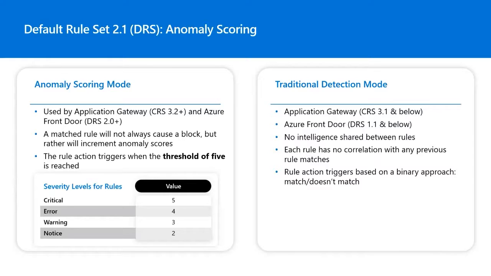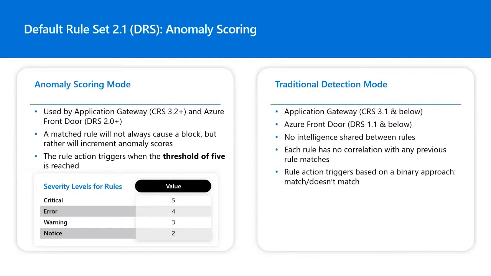For the different severity levels, as you can see here, we have 4 different severities: critical, error, warning, and notice. Notice is a minor deviation and it's assigned 2 points. Warning is a moderate concern, error is a significant issue, and critical is a severe threat. Most inbound threats are scored at 5 by default, while lesser violations carry lower scores. This scoring reflects the overall risk and deviation from the expected behavior. This version of Azure WAF uses anomaly scoring with DRS 2.1, making a departure from the traditional mode. With anomaly scoring, rules can share information about previous matches, leading to a more informed and effective defense strategy.